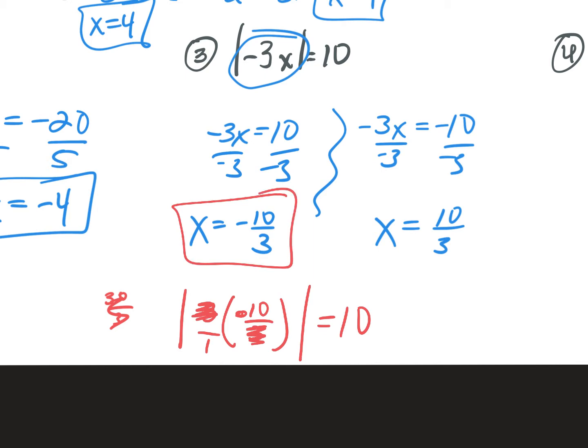Now do the same thing, and you're going to plug in 10 over 3. I'm just going to use the same problem here. So when I multiply this across, I have negative 3 times 10 over 3. Well, this just becomes negative 10. What's the absolute value of negative 10? 10. So we're good. They both work.